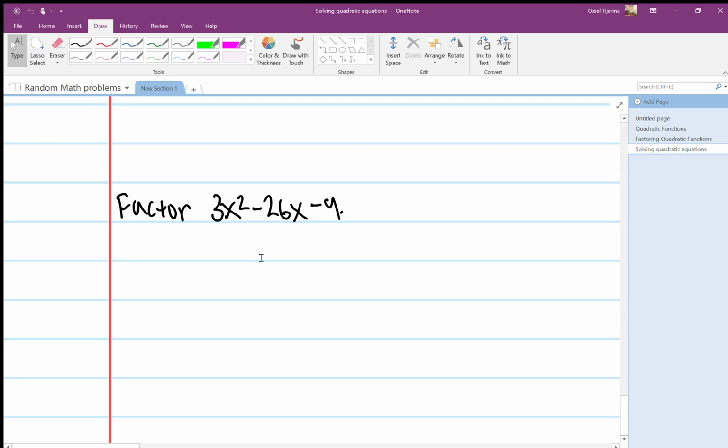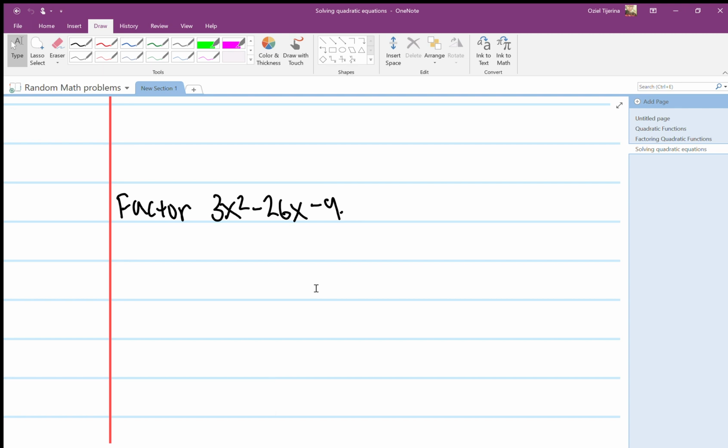Hi everyone, so this is the second example on how to factor quadratics. So this one says factor 3x squared minus 26x minus 9. Okay, so for this one, it is the same thing that we did on the last video.